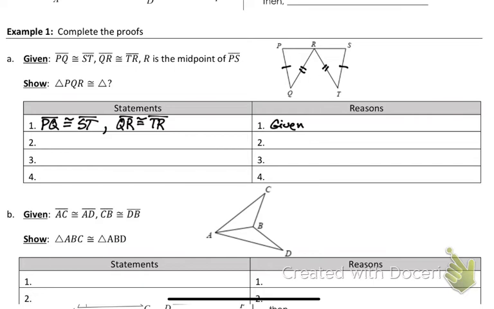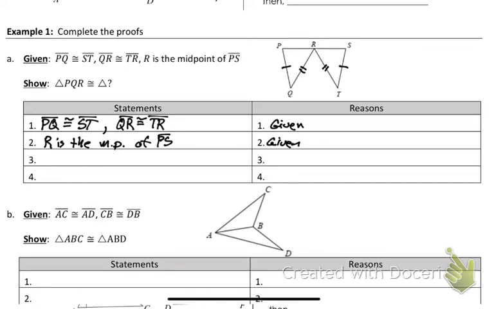I'm going to write my next given on the second line. I have R is the midpoint. That will also be given.